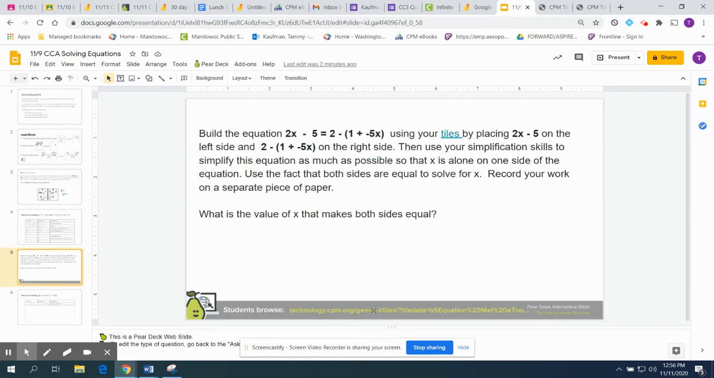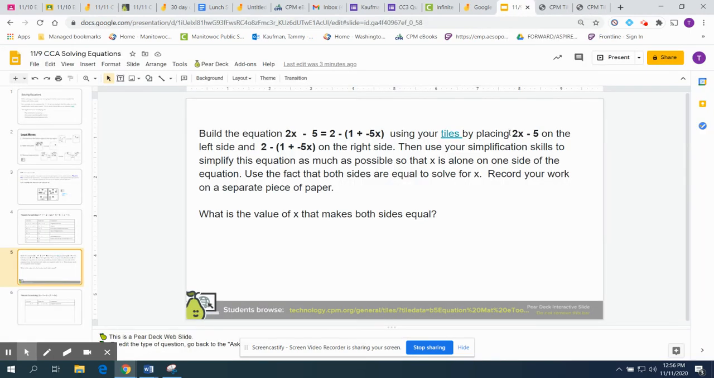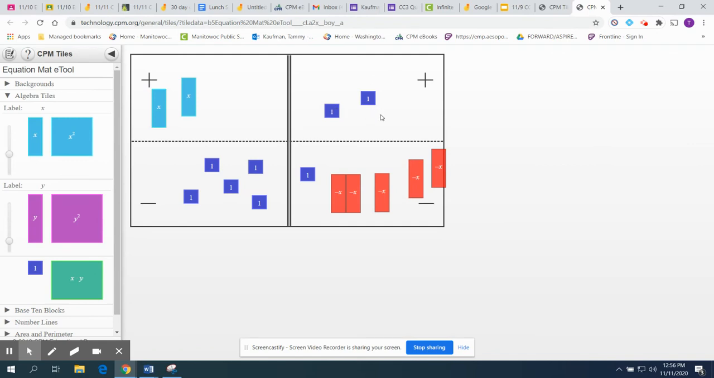All right, so now I want to build the equation 2x minus 5 is equal to 2 minus parentheses 1 plus negative 5x. So this negative means to build on the bottom. When I built this, I built 2 x tiles on the top, and then on the bottom, 5 unit tiles. And on the right side, I have my 2 unit tiles on the top, and on the bottom, 1 plus negative 5x, okay?